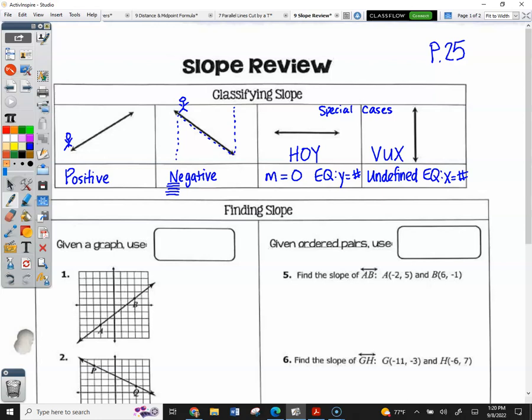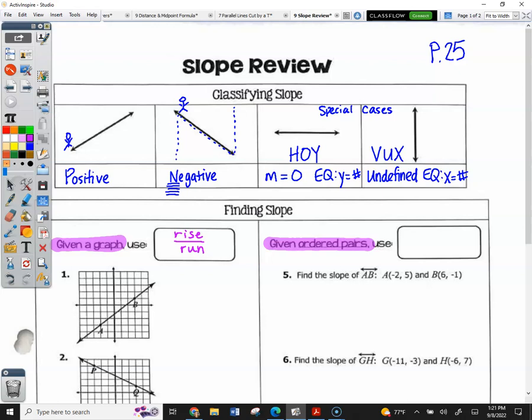Now, there's 2 techniques for finding the slope, and I've given you practice problems for both. If I give you a graph, notice the difference here. This says watch out. This says given a graph. This says given the ordered pairs. That's the difference here. If I give you the graph, you are simply going to count. It says use rise over run. You're going to count the rise over the run.